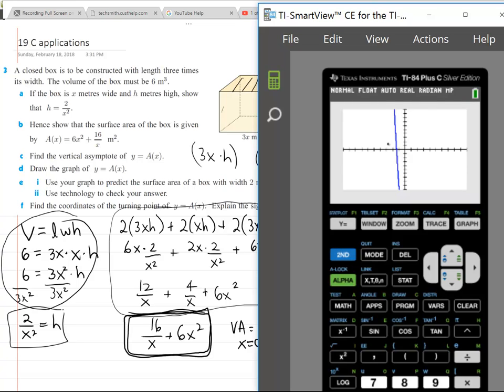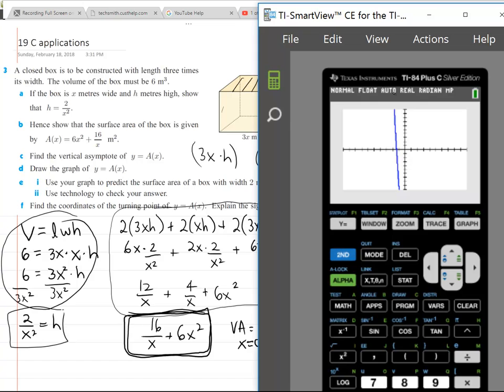Anything that's happening on the left side of our y-axis, those are negative values. I'm not going to have a negative x value here, so that doesn't really make a lot of sense. So in order to graph it, I need to change my window, and I need to think about what a reasonable surface area might be.